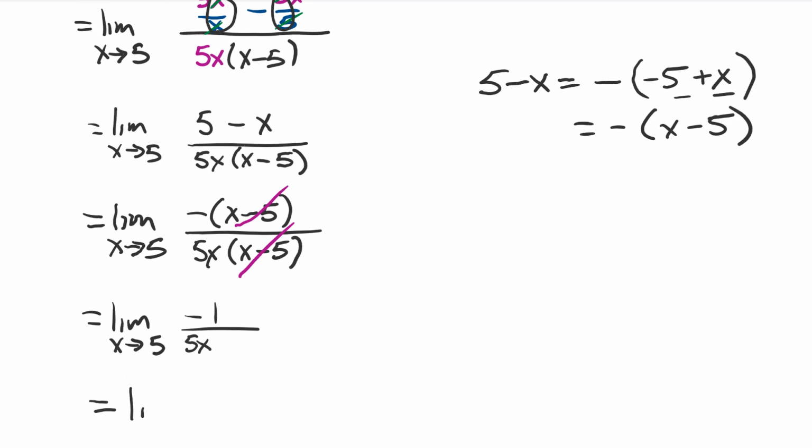So why don't we just finish this problem off, and we're going to plug it in. Oh, we don't have to write limit anymore because now that the domain issue is gone, we're just going to take that 5, plug it in for x, and say that this is -1 over 5 times 5, or -1 over 25. Ooh. What's that, about 4 pennies of a dollar? Negative. Okay. -1 over 25.